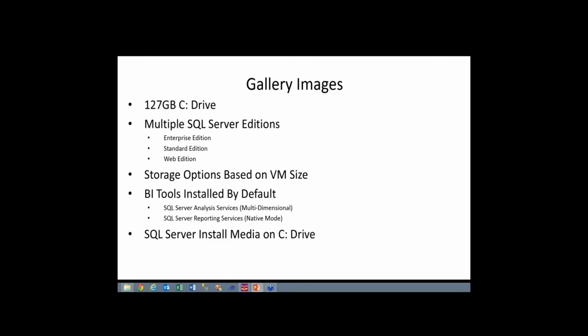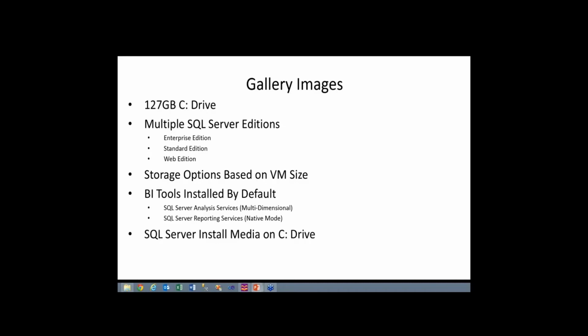You can install the tabular mode. The install media is available on the C drive, so you basically walk back through that, and you can install that in tabular mode instead of just multidimensional. And the last one there, Reporting Services. Reporting Services is installed on there, but it is not configured. You will have to go through the regular configuration. The configuration works just like you would back in an on-prem example.